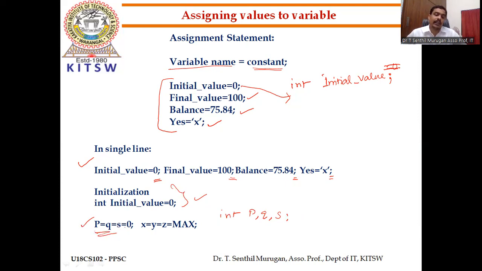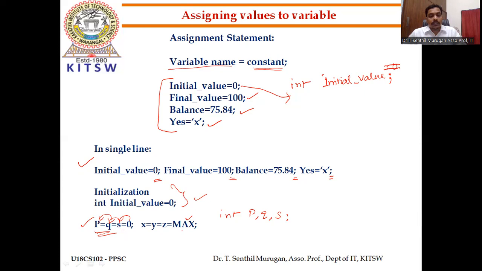How will it assign? I already told you this is the assignment operator. First 0 will be assigned to s, then the s value assigned to q, then the q value assigned to p. So what is the value? The s value is equal to 0, no? So all the variables get zeros only.